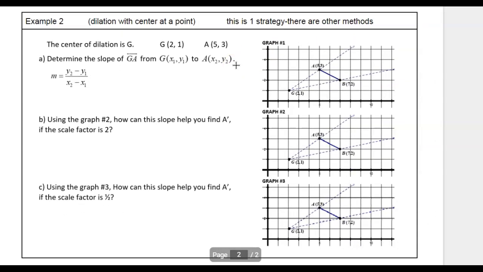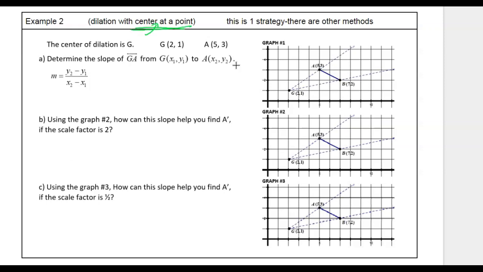Now we're going to have the dilation with the center of a point, but we're going to talk about a different strategy. So determine the slope of GA, so here's G to A, from one point to the other point, so G to A. So remember, slope is y minus y over x minus x, and so this will also work when my point is not the center, okay?